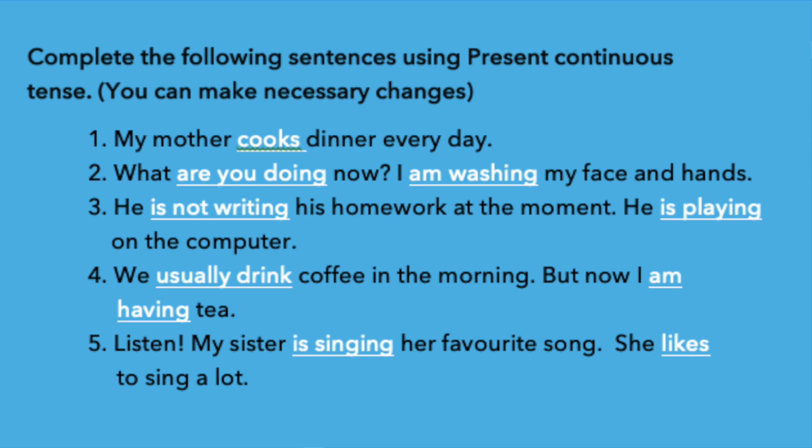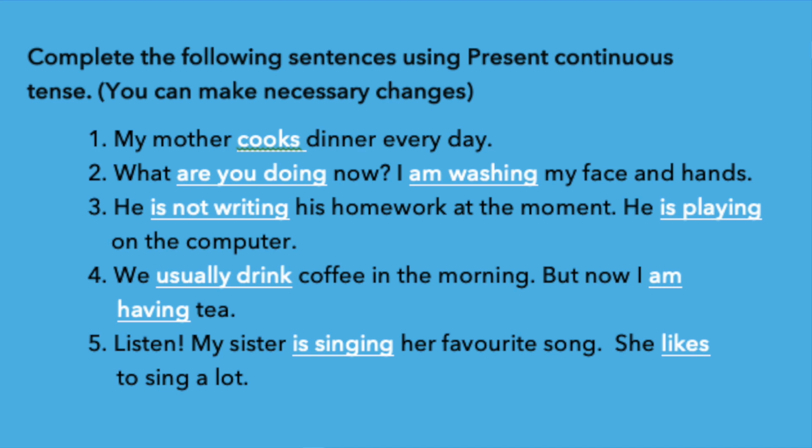The next one, what are you doing now? Because here the subject is you, we should use what are you? What are you doing now? I am washing my face and hands. With I we should use am. The next one, he is not writing his homework at the moment. He is playing on the computer.